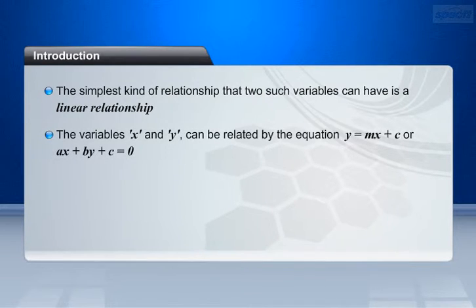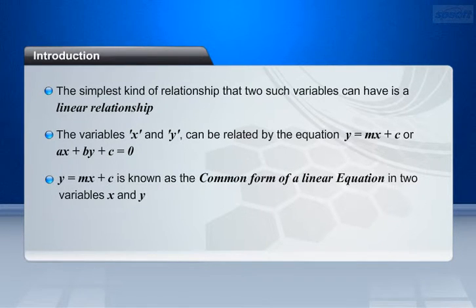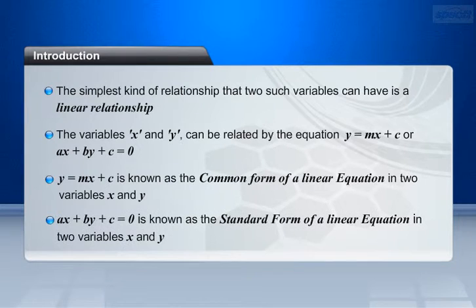The variables x and y can be related by the equation y equals mx plus c, or ax plus by plus c equals 0. y equals mx plus c is known as the common form of a linear equation in two variables x and y, whereas ax plus by plus c equals 0 is known as the standard form of a linear equation in two variables x and y.